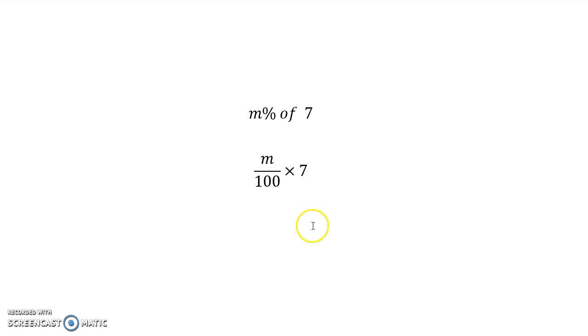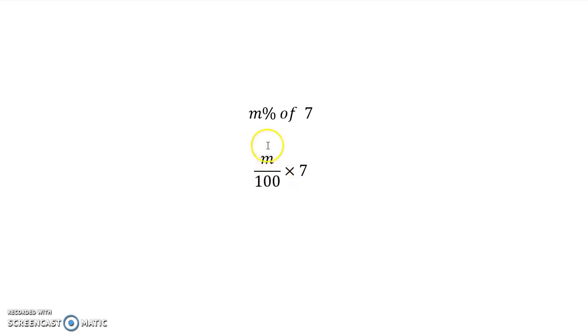We have m% of 7. Now we have a few things going on. Well, percent, we know that means over 100. Why? Because per means divided by, and cent means 100. For example, a century is 100 years. So m% is exactly the same as m over 100.